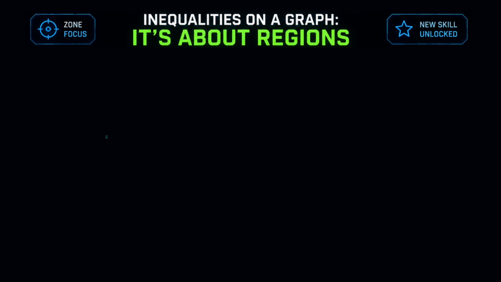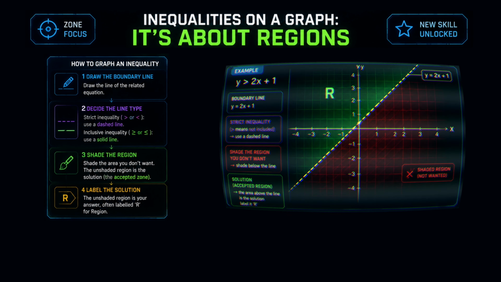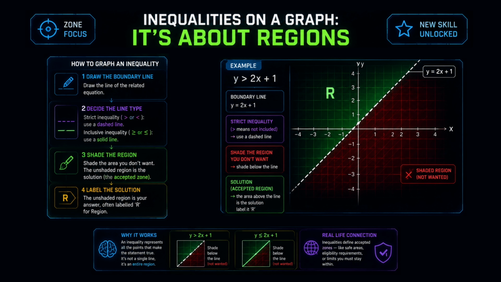But what about two variables, like on a graph? This is where it gets cool. An inequality like y is greater than 2x plus 1 doesn't represent a line, it represents an entire region. First, you draw the boundary line, y equals 2x plus 1. Since it's a strict inequality, greater than, we draw a broken or dashed line. If it were greater than or equal to, or less than or equal to, we'd use a solid line.